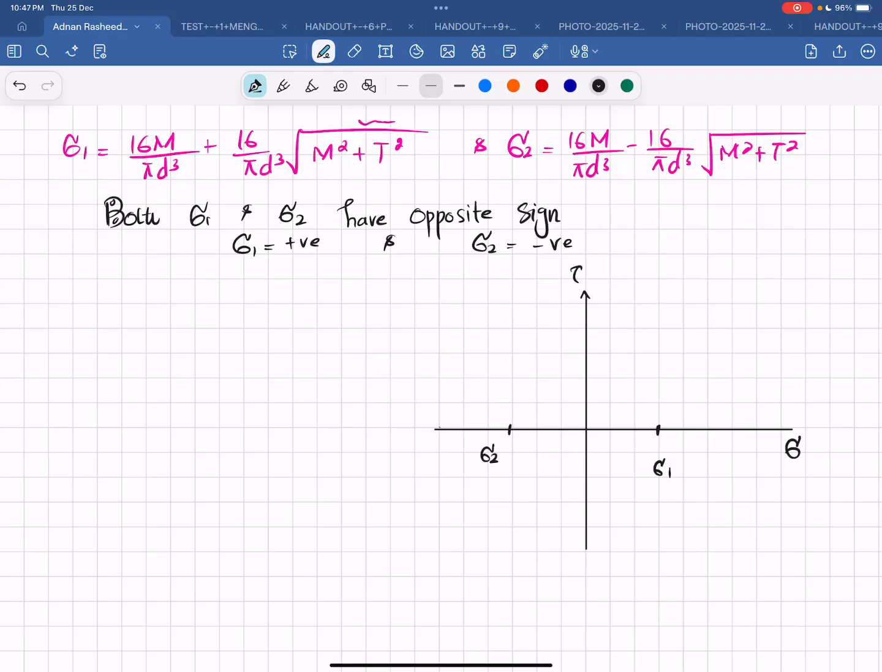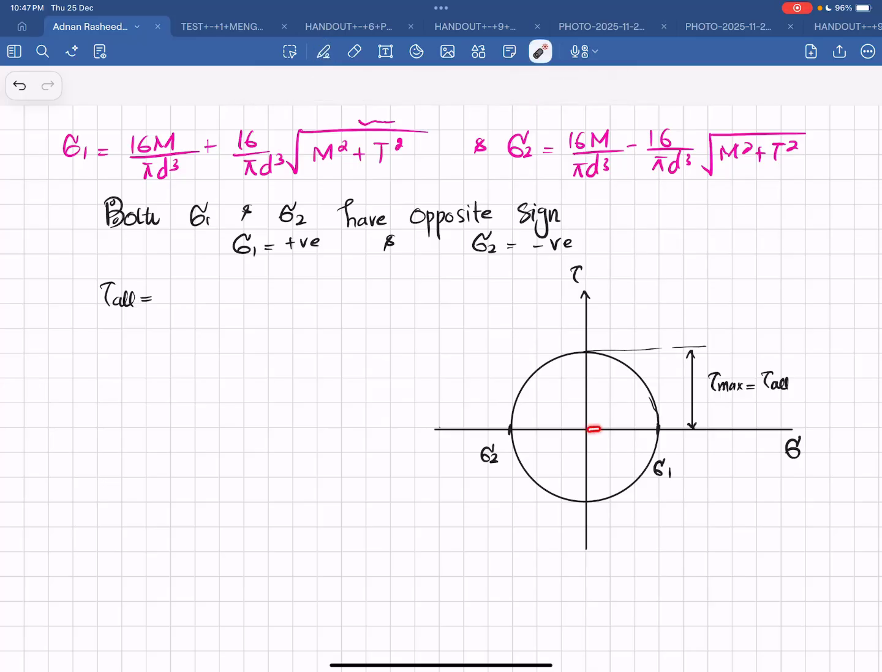Both have opposite signs. So the Mohr circle will be like this one. If I draw it like this, it will be the Mohr circle, and we will have this allowable shear stress or maximum shear stress. So this is the maximum shear stress, or we can also say the allowable shear stress. So this allowable shear stress will be equal to which one? You can see this is the radius, this is also the radius. So how will you find it?